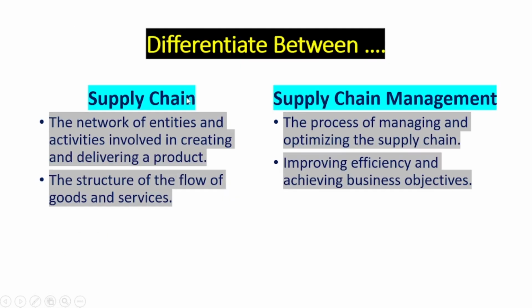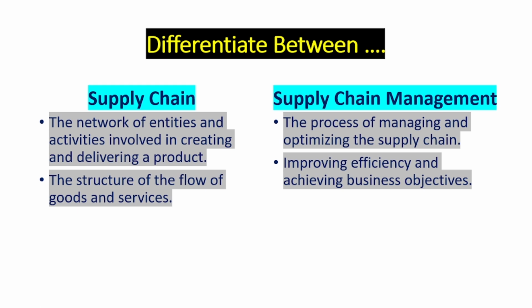Okay, in the next slide we are going to differentiate between supply chain and supply chain management. They are both the same, but in supply chain management we're talking about managing and optimizing, whereas in supply chain, it is the network of entities and activities involved in creating and delivering a product. Over here we are not talking about managing and optimizing, but in supply chain management we mainly talk about managing and optimizing.